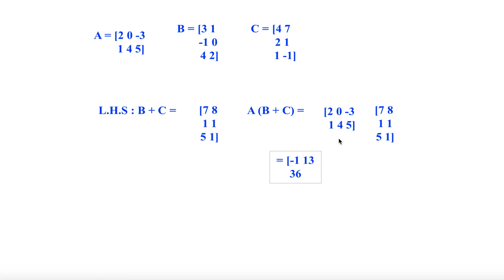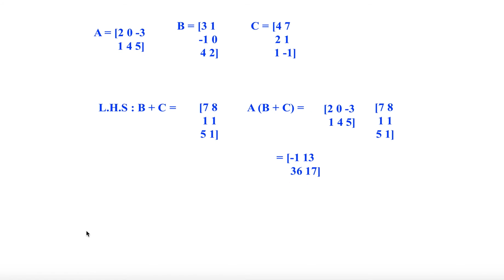Now you have to get the second row, second column element here. 8 plus 4 is 12, 12 plus 5 is 17. There is no doubt in it. Okay, now we got A into (B plus C), that is the left hand side.